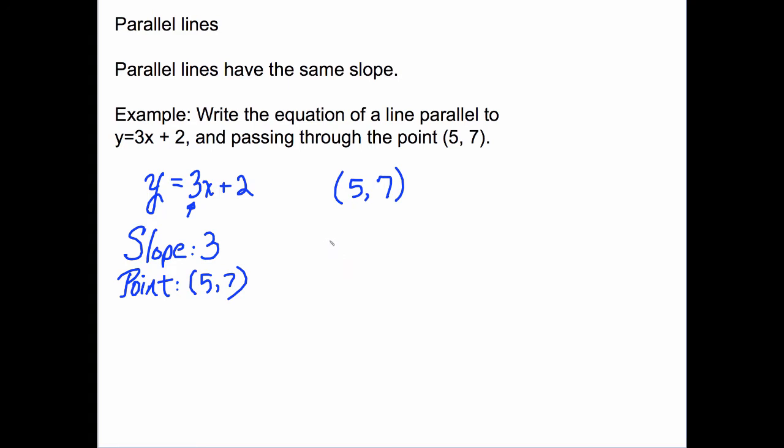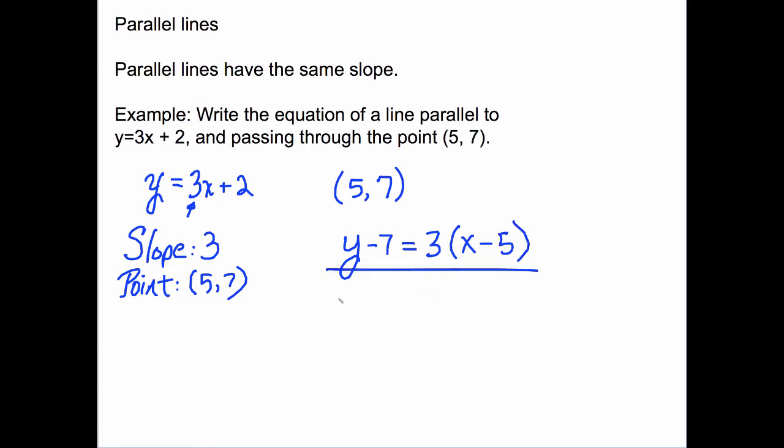Now from here, this is simply using point slope form to write the equation of this line. So the equation of a line parallel to y equals 3x plus 2 going through the point 5, 7 would be as follows. y minus y1 equals the slope 3 times x minus x1. And it's as simple as that.